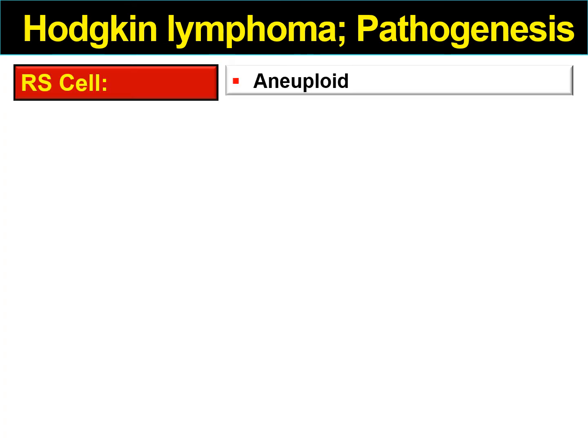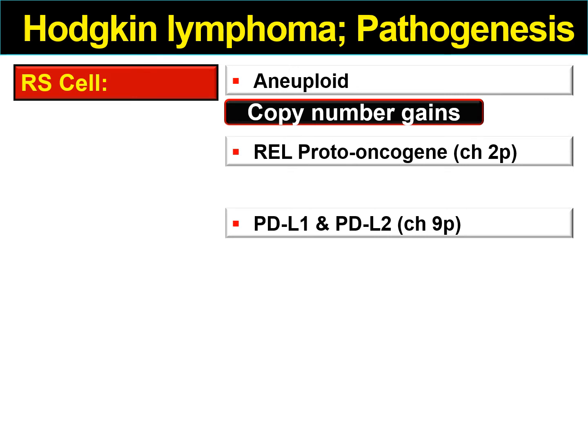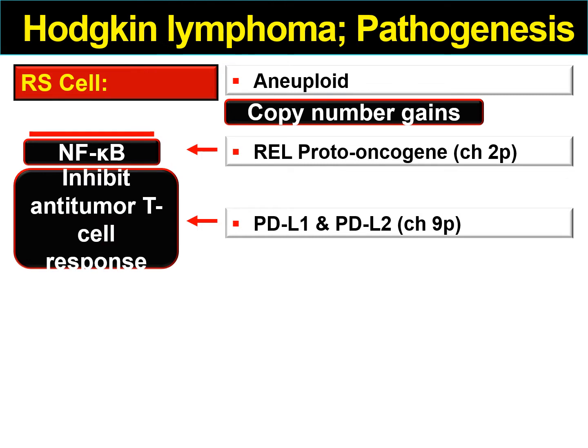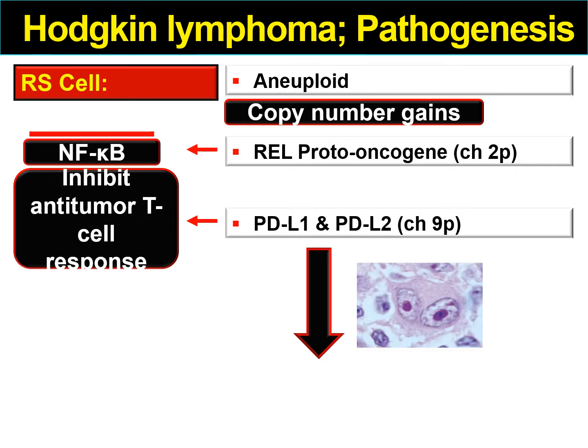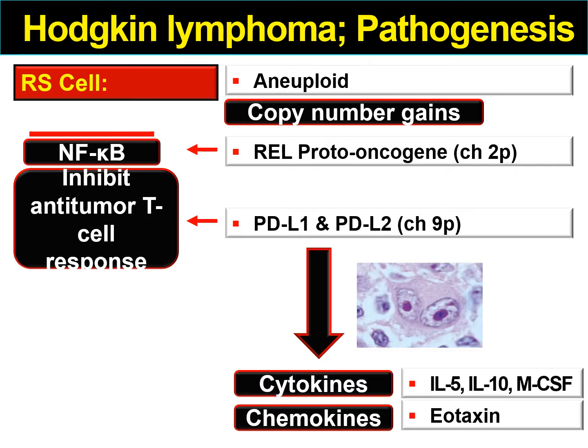The Reed-Sternberg cells show aneuploidy, and there may be copy number gains in the REL proto-oncogene, present on the short arm of chromosome number 2, or in programmed death ligand 1 and programmed death ligand 2, present on the short arm of chromosome number 9. The REL proto-oncogene is responsible for activation of nuclear factor kappa B, while PDL1 and 2 inhibit the anti-tumor T cell response. Any of these mechanisms leads to development of the Reed-Sternberg cell, and there is release of cytokines and chemokines.